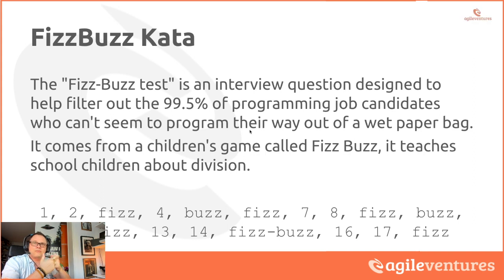It comes from a children's game called FizzBuzz that is used in some schools to teach kids about division. You take numbers, and if a number is divisible by 3, you don't say the number, you say the word fizz. If a number is divisible by 5, you say buzz. And when a number is divisible by 15, you say FizzBuzz. So the example would be 1, 2, fizz, 4, buzz, fizz, 7, 8, fizz, buzz, 11, fizz, 13, 14, and then FizzBuzz. 16, 17, fizz, and so on.